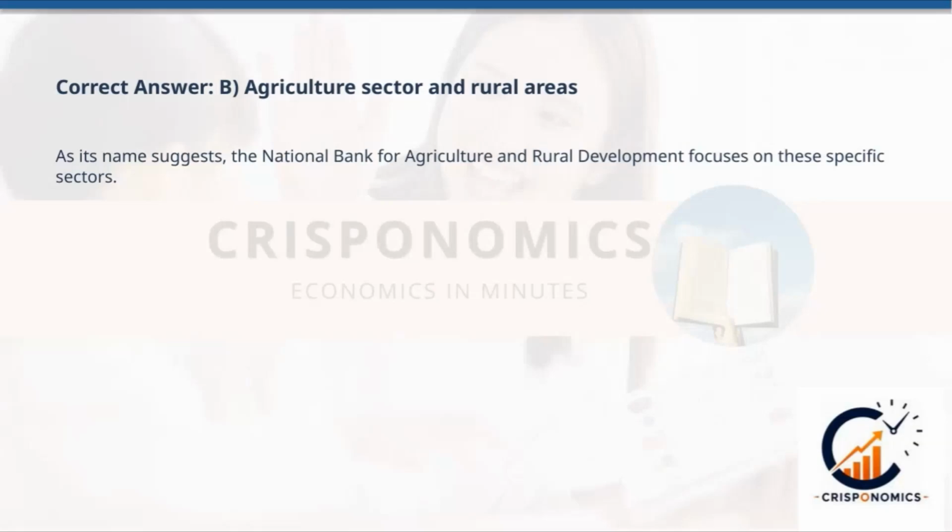The National Bank for Agriculture and Rural Development, as the name tells us, zeroes in on 2 key areas: agriculture and rural communities. Its mission is to support farmers and rural development, providing financial services tailored to their unique needs. This focus helps boost productivity and improve livelihoods where it matters most. So, when we think of this bank, we think of growth rooted deeply in the countryside.